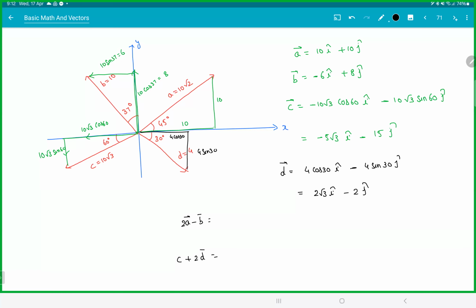Okay, 2a minus b is nothing but 2 times a, which is 10 i cap, 10 j cap, minus b, which is 6 i cap plus 8 j cap. So you just have to add it appropriately. That would be 26 i cap. That would be 20 minus 8, 12 j cap. Got that? Yeah. Plus 12.